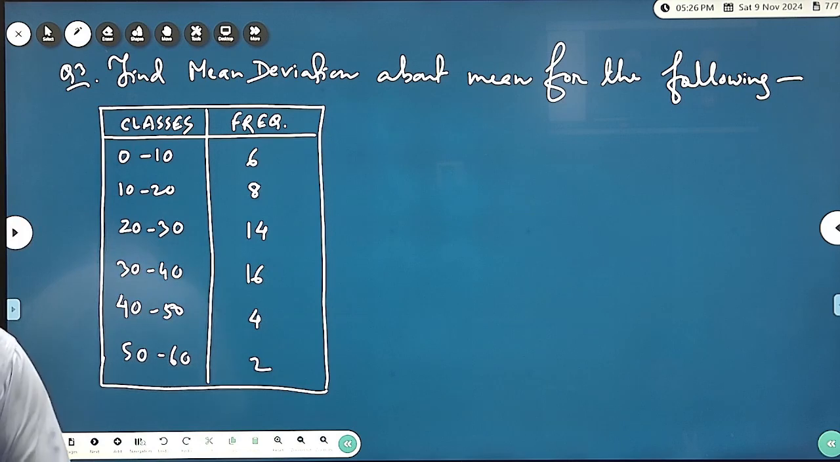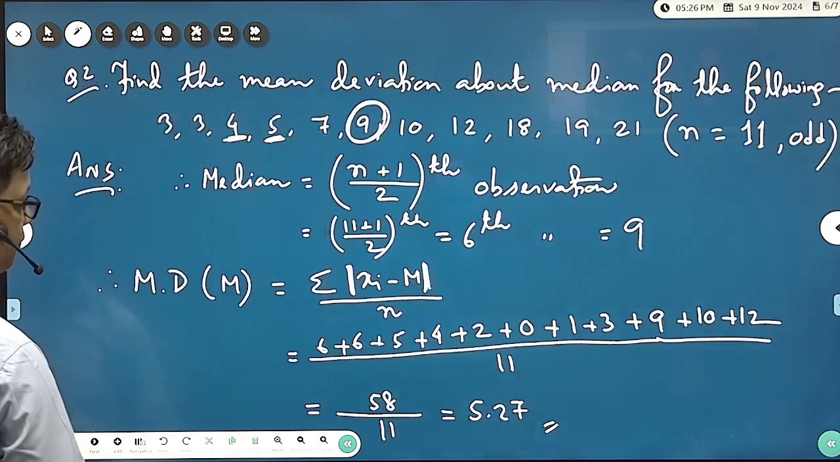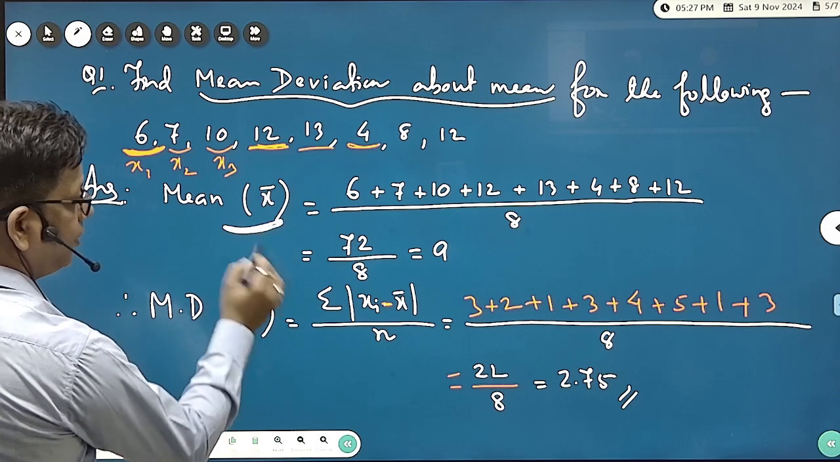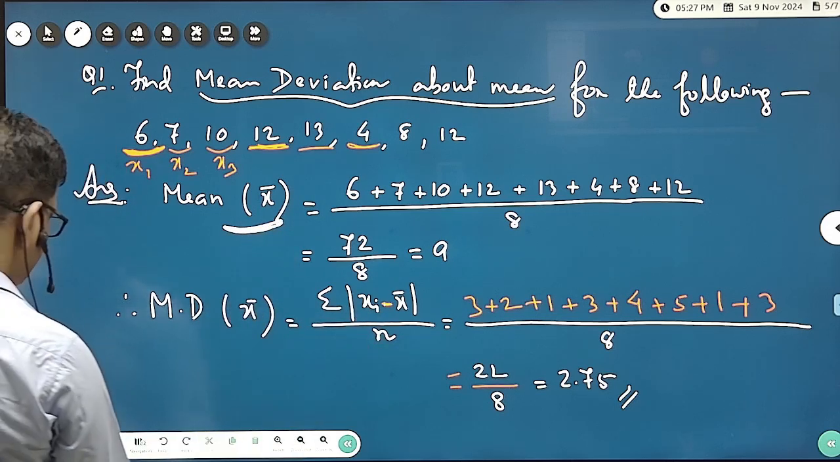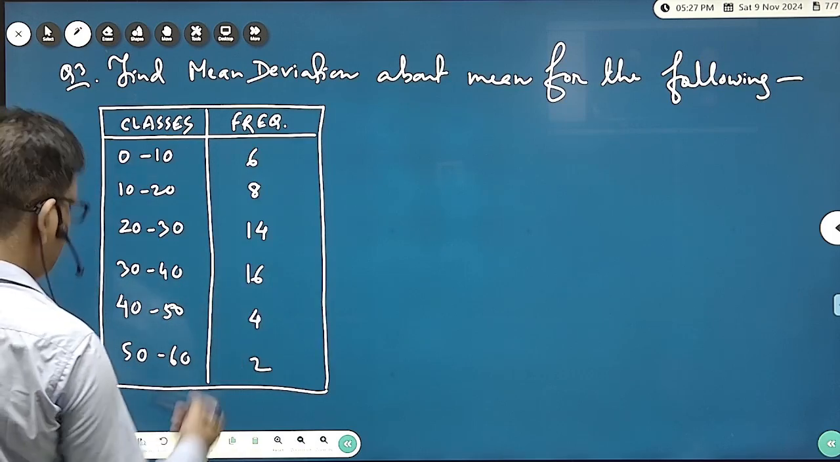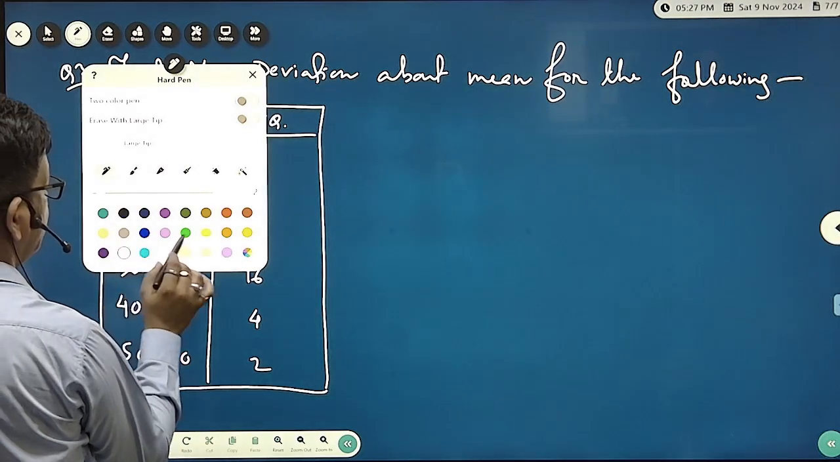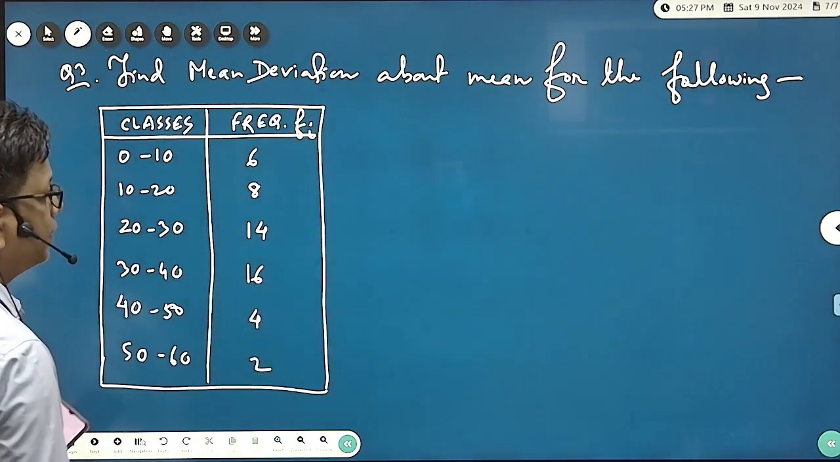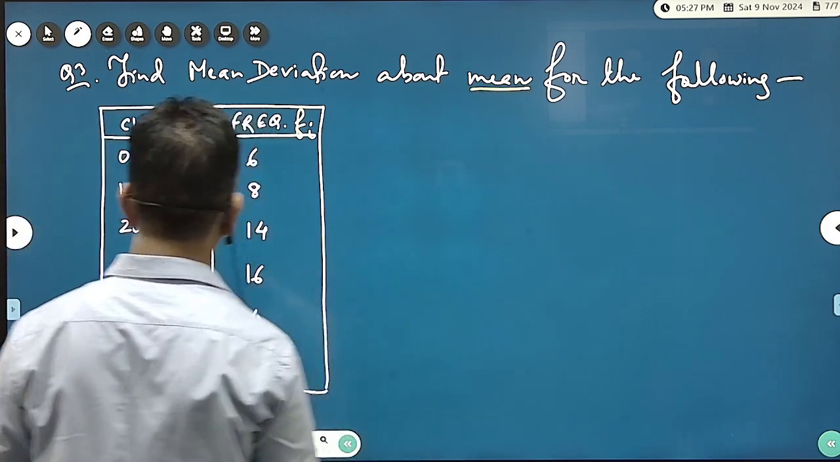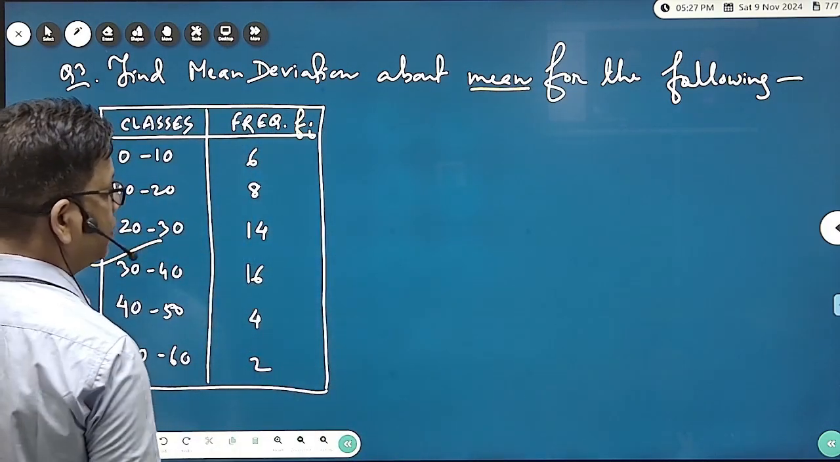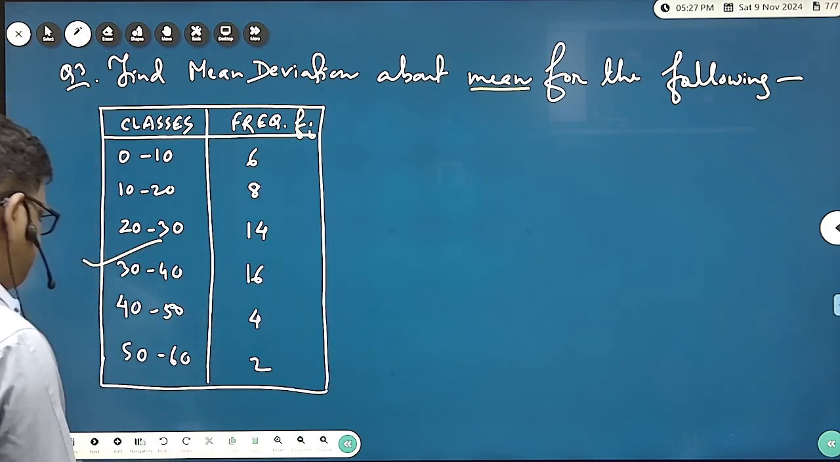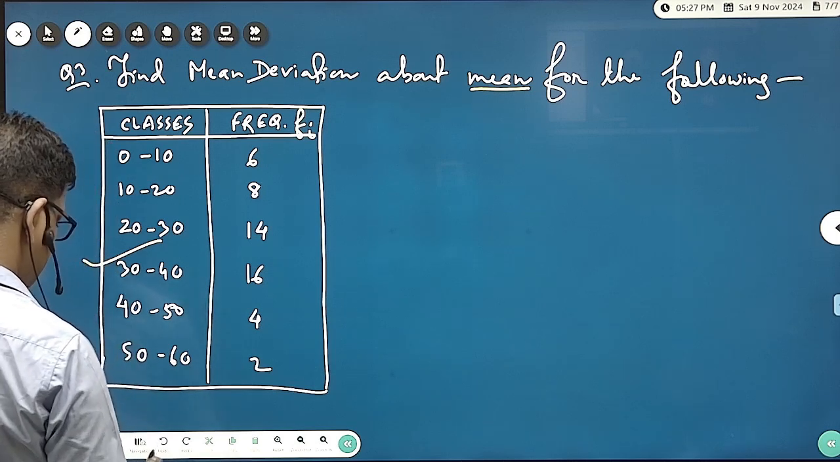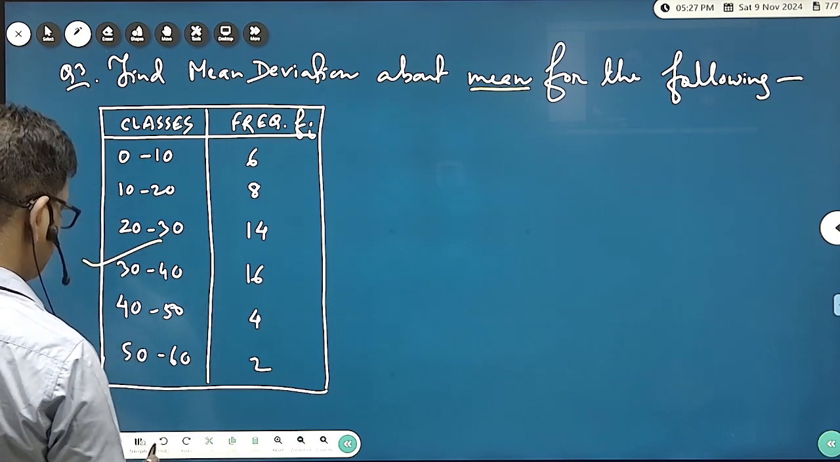Now, as you have understood in the first example, to find the mean deviation about mean, we must have the mean first. So what we did, we first found the mean, then went for this, right? It's the same thing here. We have to first get the mean. For finding the mean for this type of grouped data, we have 3 methods: direct, assumed mean, and step deviation. Whichever method you apply, you can do it, since we need to get the answer in fewer steps.